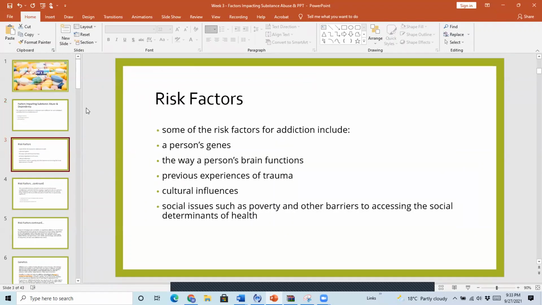Some factors can include a person's genes, so maybe it runs in the family, the way your brain functions, maybe something you've experienced in the past, cultural influences, and sometimes risk factors could be stemming from social issues like poverty and other barriers. So these are all very much relevant risk factors.